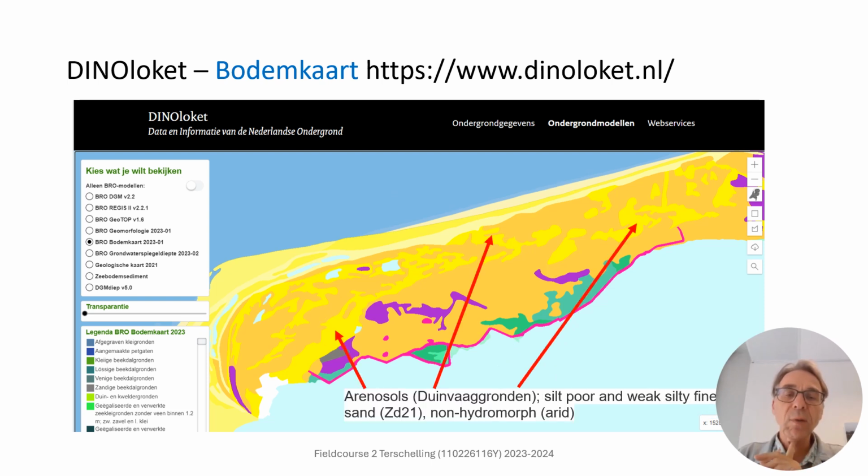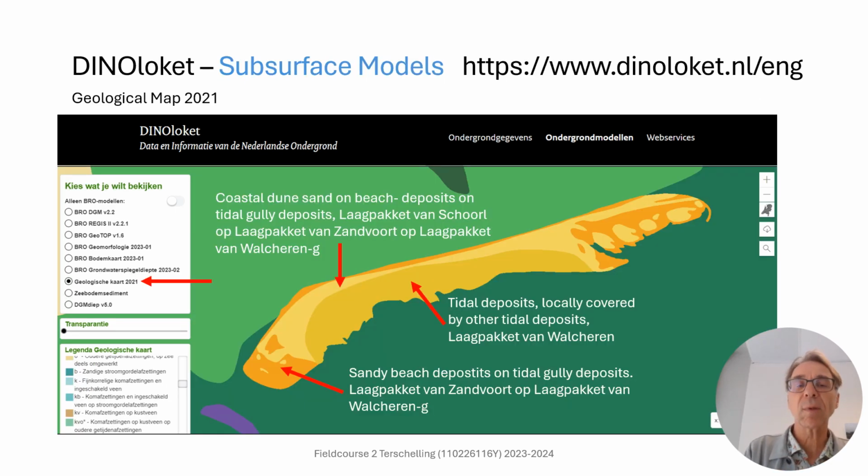Then we have the areno soils, the arid, non-hydromorph version, also duinvaaggronden in Dutch, also silt poor and weak silty fine sand. You will see when coring that a lot of these sand soils may look alike, but it's important to pay attention to the different properties, which can be assigned to either a hydromorph or non-hydromorph type, to say something about the variety of these soils and associated sediments.